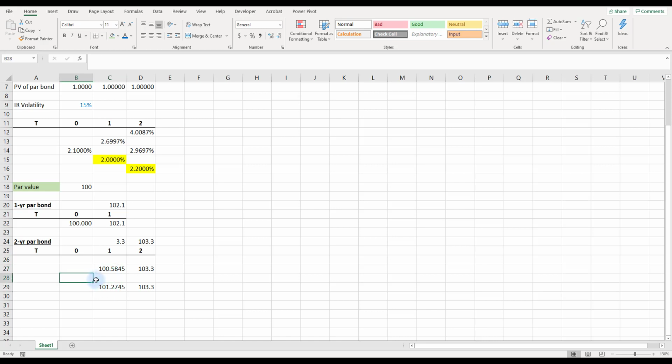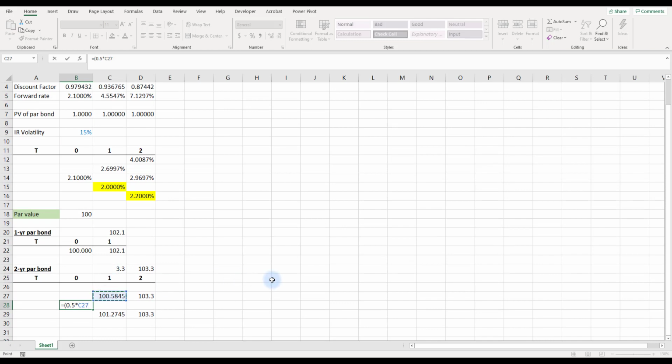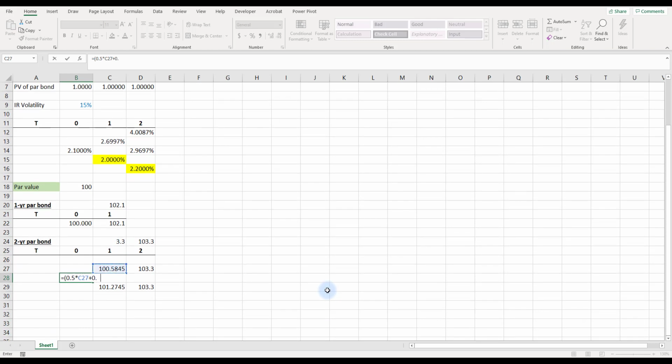Right, so let's do it. So I'm going to take this equals to, bracket 0.5 times the value if the interest rate is high, because I can just click this C27, and then plus 0.5 times the value if the interest rate is low. Then we add in the coupon 3.3, and then the whole thing will be discounted at the rate at time 0, which is 2.1%. Okay, so that gives us our value.